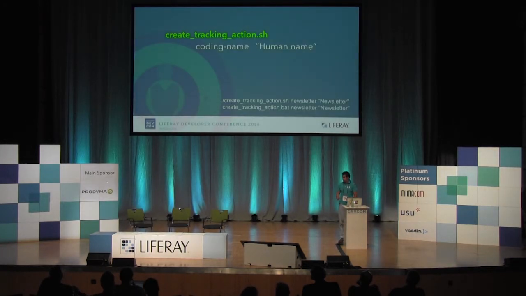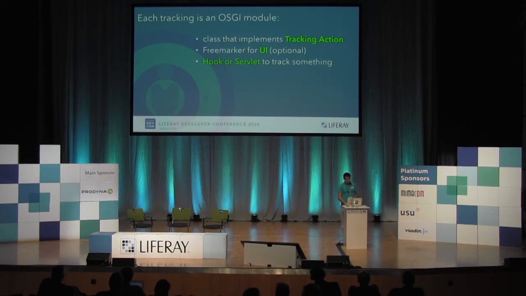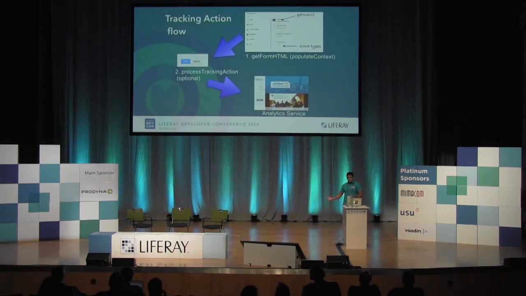We are following the same pattern everywhere. So you will create a tracking action in the same way we did with the rule. And again, we also have one Java class for all the behavior. We have a FreeMarker file for the UI, and we have the language keys. And then we have one specific thing for tracking. Since we need to track something for the newsletter, we are creating a servlet for tracking all the requests to our newsletter, seeing who is reading that. So again, Java class, FreeMarker, and the servlet. The process is pretty much the same.